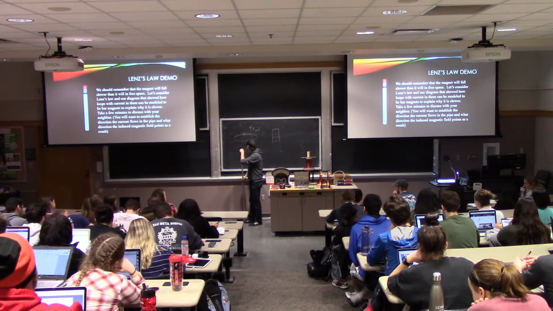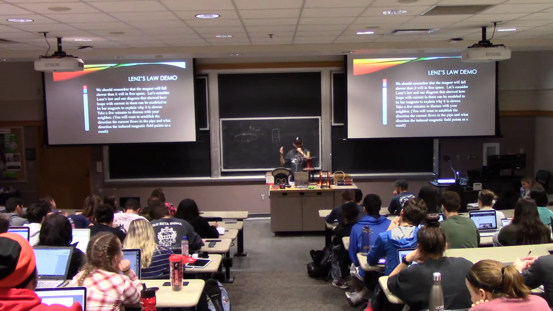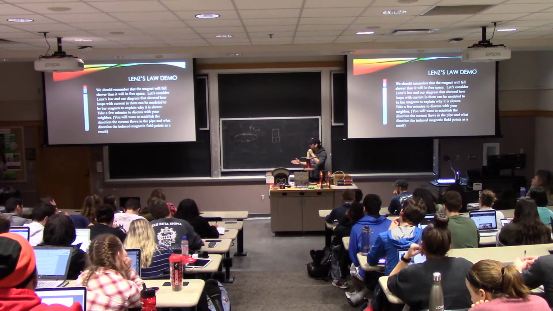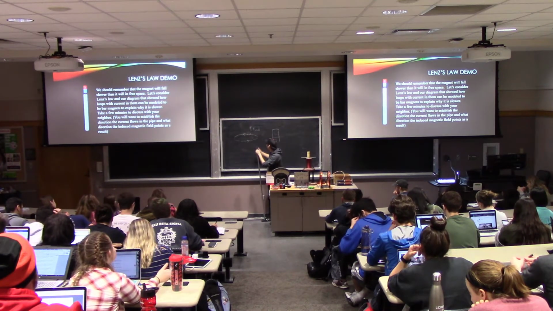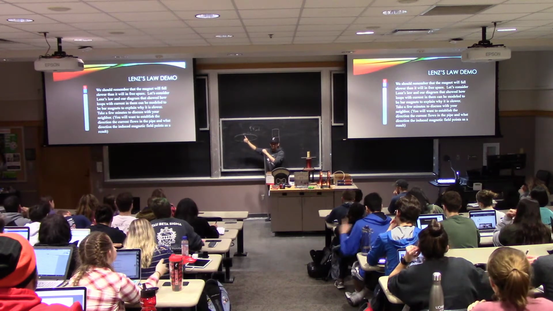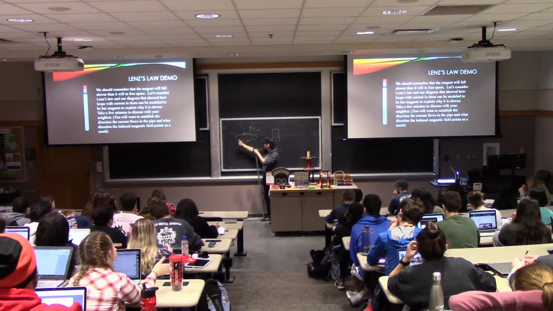The other way that you could think about this is if I have some loop like this, I can take my fingers and point them in the direction of the current, and my thumb points in the direction of the magnetic field. So if my thumb is pointing in the direction of the magnetic field, then my fingers will curl around in the direction of the current, and so that means it's going to go around this way.